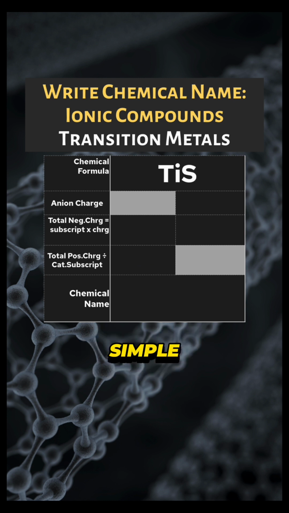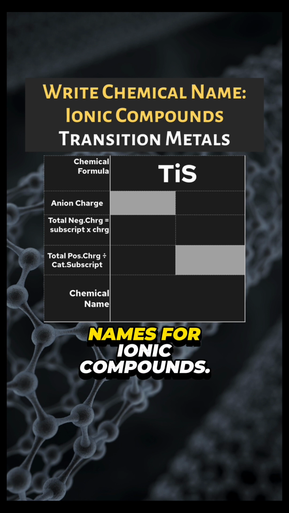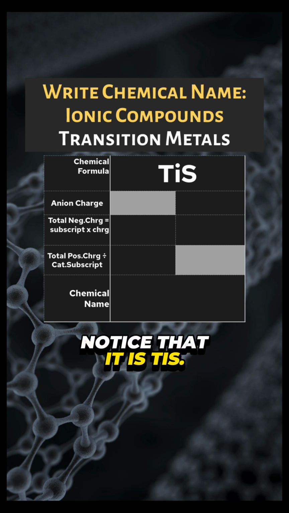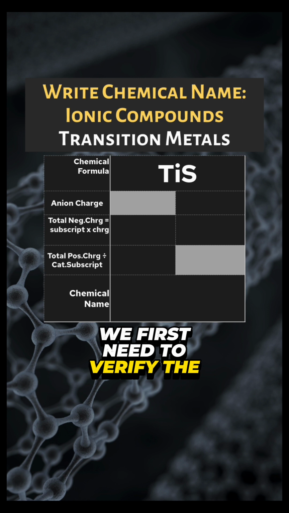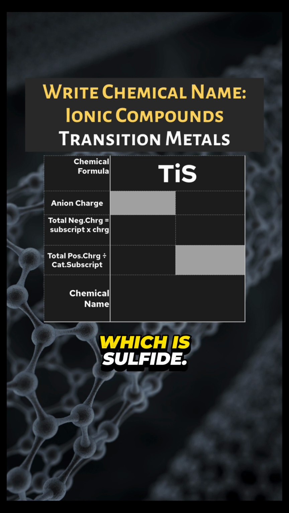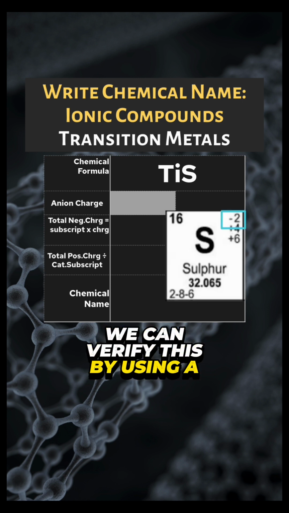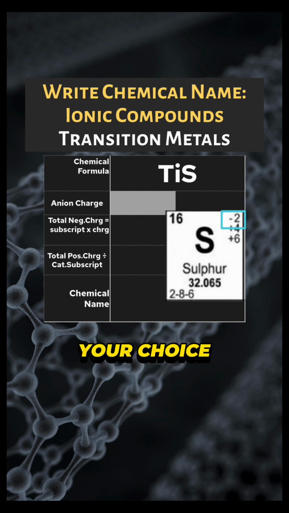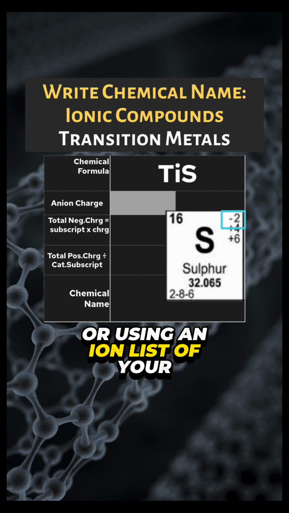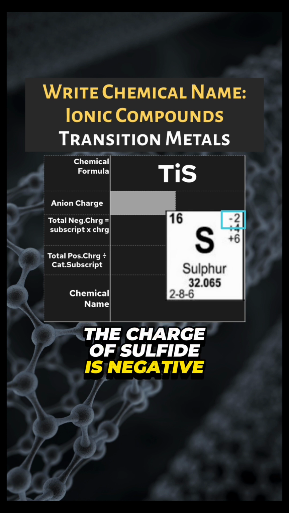Let's look at this really simple example of writing chemical names for ionic compounds. Notice that it is TiS. We first need to verify the charge of the anion, which is sulfide. We can verify this by using a periodic table of your choice or using an ion list of your choice. The charge of sulfide is -2.